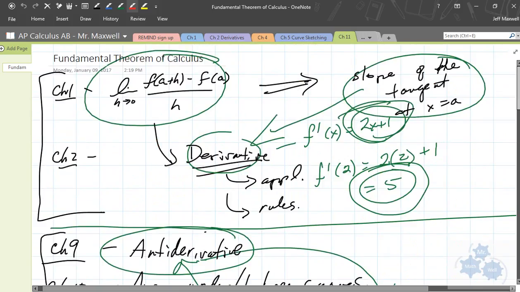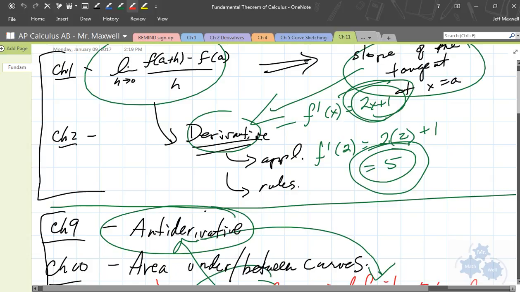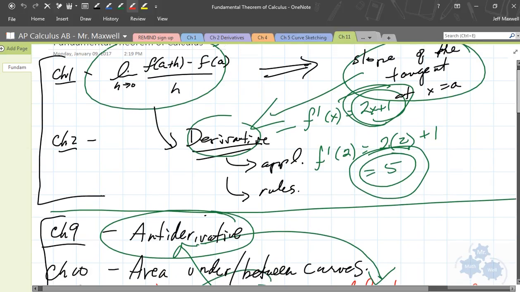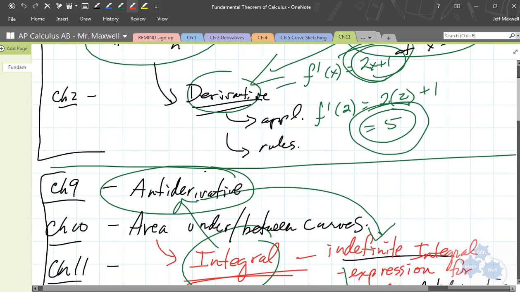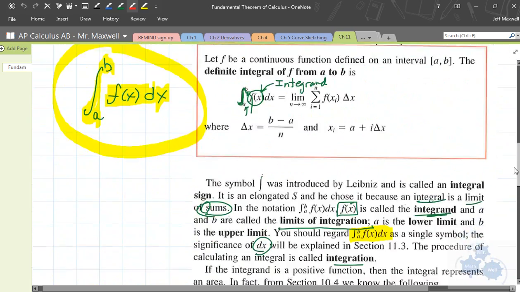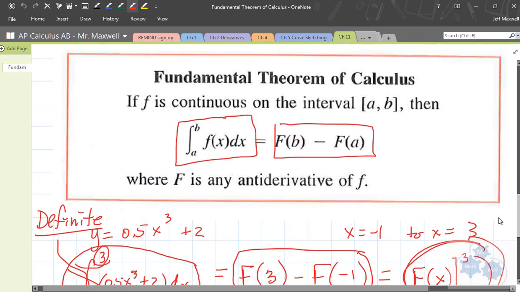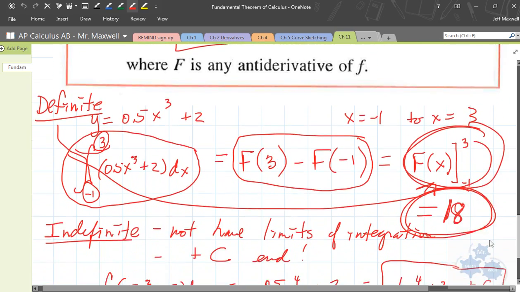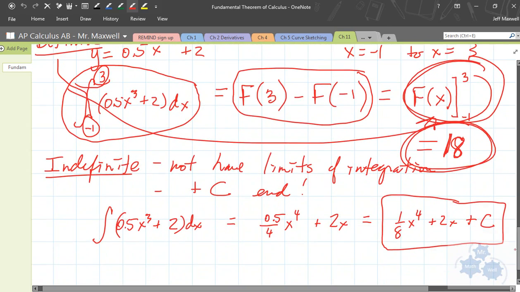So I think that's probably a good place to stop there. I'm going to give you some questions to practice, and we'll talk about properties of integrals and that sort of thing tomorrow. But that's your introduction to integrals, what they are, and a little bit of the fundamental theorem of calculus, which we will continue on the next lesson. Okay?